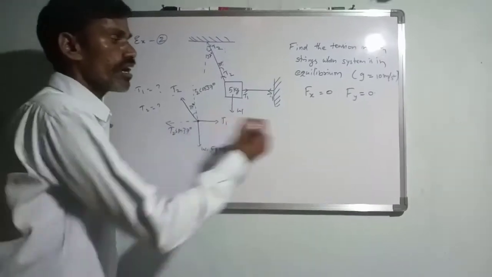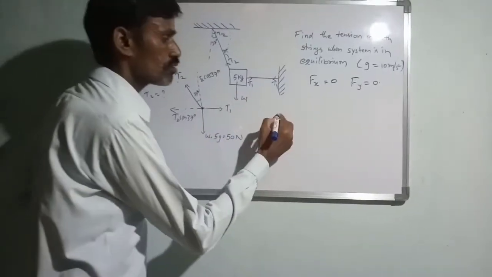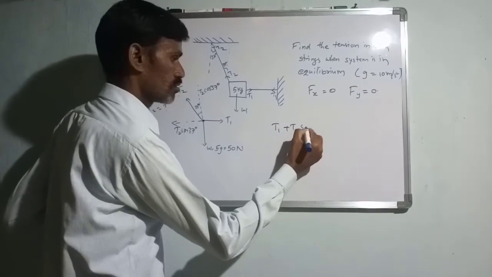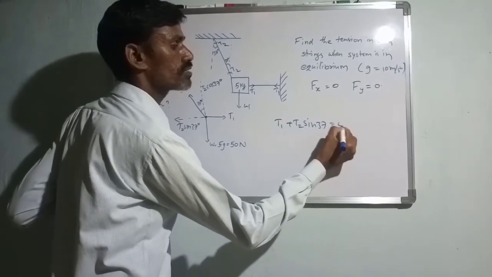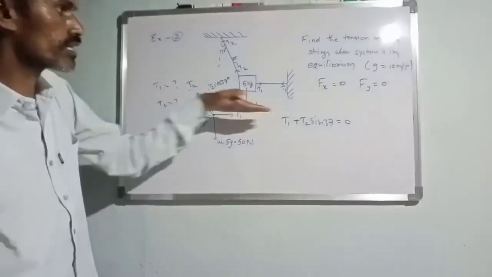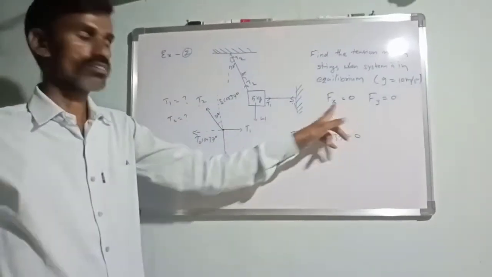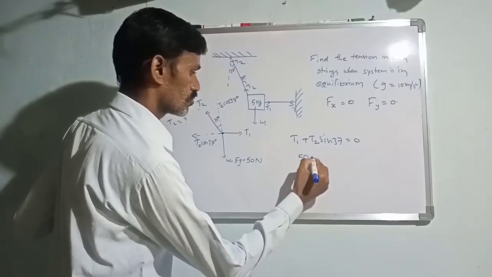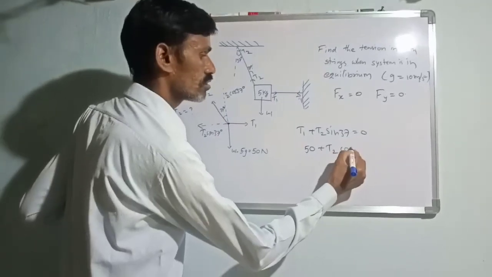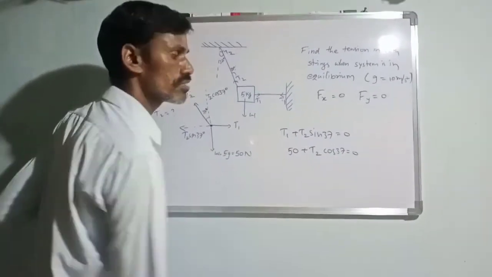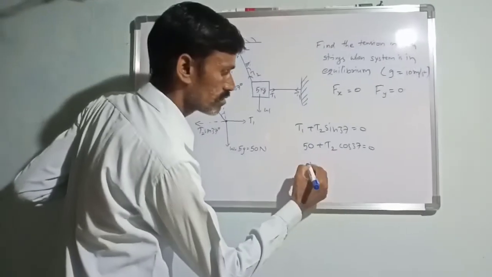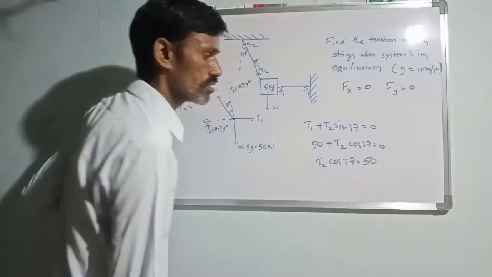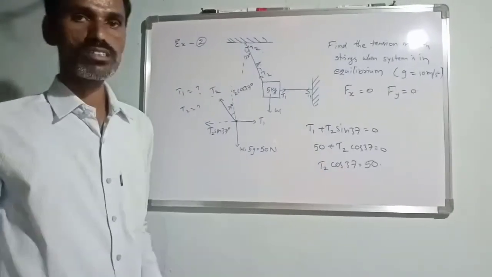So now we take x components. So what is x components? T1 plus T2 sin 37 is equal to 0. So along x direction the net force is 0. Along y direction the net force also 0. So 50 Newton plus T2 cos 37 is equal to 0. So from this what we write? T2 cos 37 is equal to 50. What is the value of cos 37 degrees?